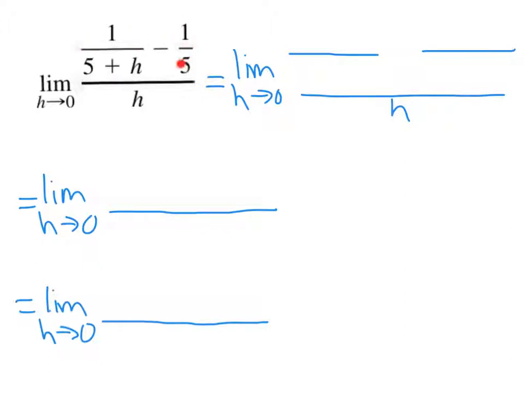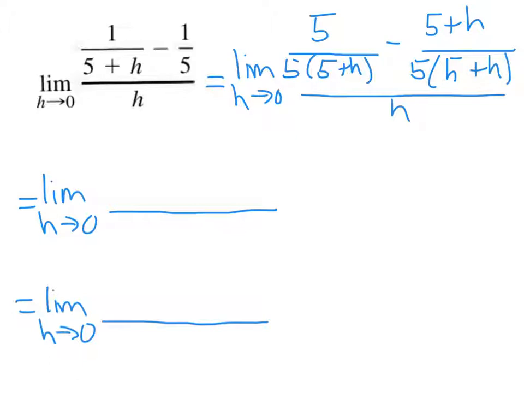Our common denominator will be the product of these two denominators. I'll write it as 5 times 5 plus h. So this fraction will need a 5 on top and bottom. This fraction will need a 5 plus h on top and bottom. So this will look like 5 over our common denominator, 5 times 5 plus h. And then minus, this will look like 5 plus h over our common denominator. It's a weird 5, but you get the idea.